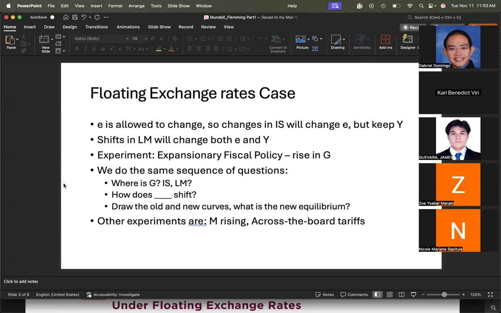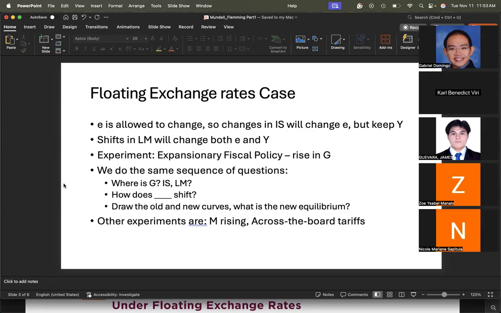All right. So yeah, floating or flexible exchange rates case. Okay, what happens in this case? So E can change, right? E is allowed to change. So changes in IS will change E and keep Y because again, Y is determined by LM. And meanwhile, shifts in LM will change both E and Y.